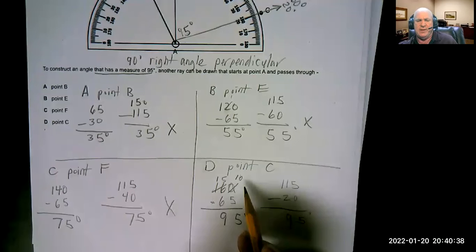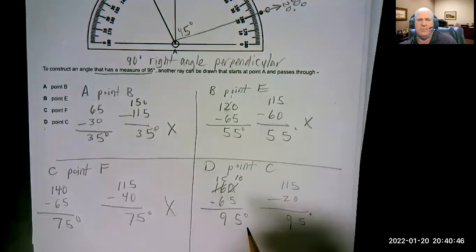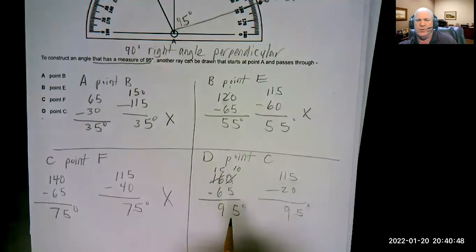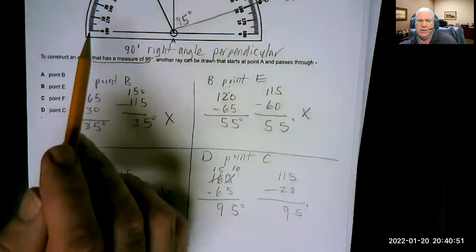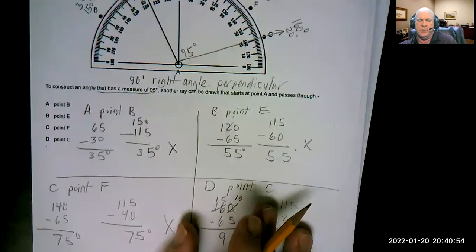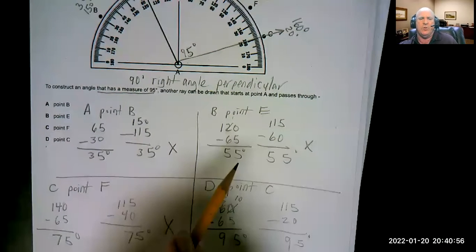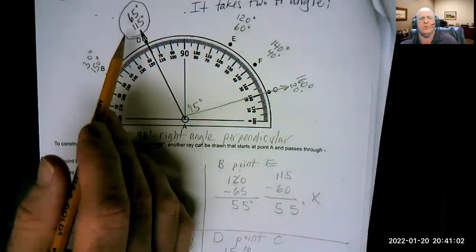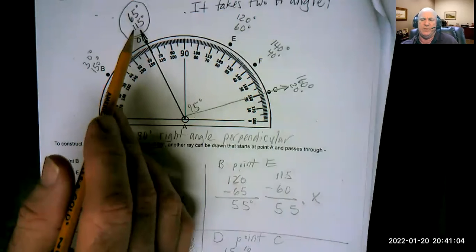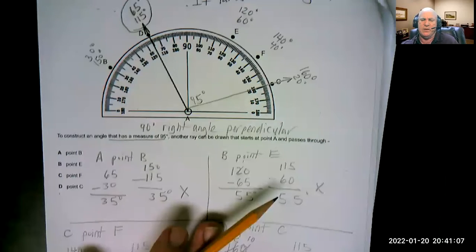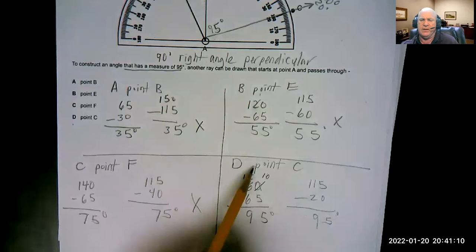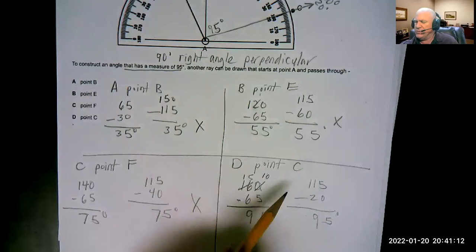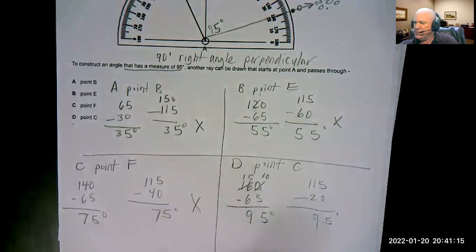10 minus 5 is 5. 15 minus 6 is 9. When you subtract and regroup again, 95 is the measure that we were looking for. So if we check the other one, we have 115 and 20. Between the two bottom numbers, which one's bigger? The 115. So we'll put that on the top. 115 minus 20 is 95 degrees. So the answer is going to be letter D.